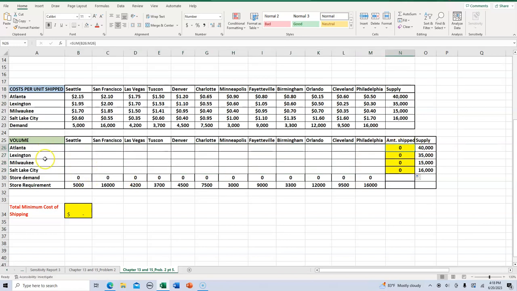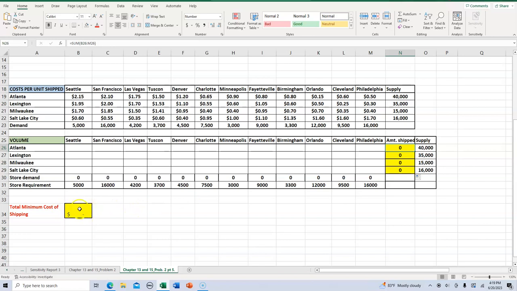Same thing over here, but instead of the cities that are receiving the widgets, it's going to be the units that are shipped from each hub. Those will have to be less than or equal to the supply. So that should get you through this. Once you solve that, you can get the sensitivity data, and then you can answer the questions.